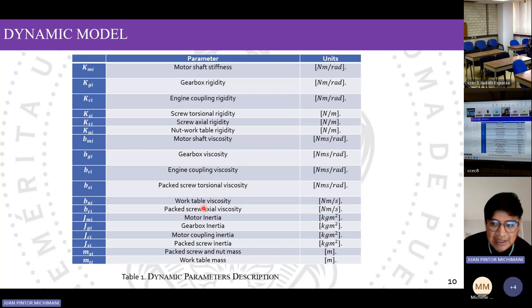These values were previously calculated using the least squares method and artificial intelligence, which has been the focus of the work, in order to obtain a robust model to represent the robot.